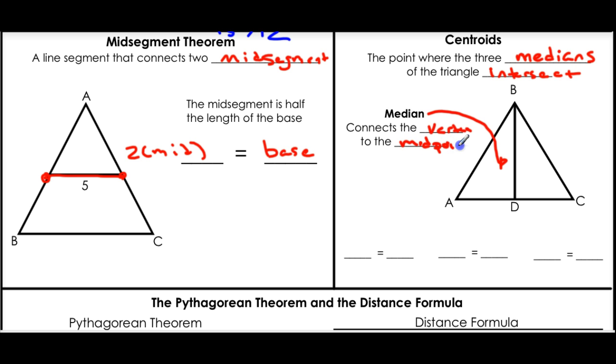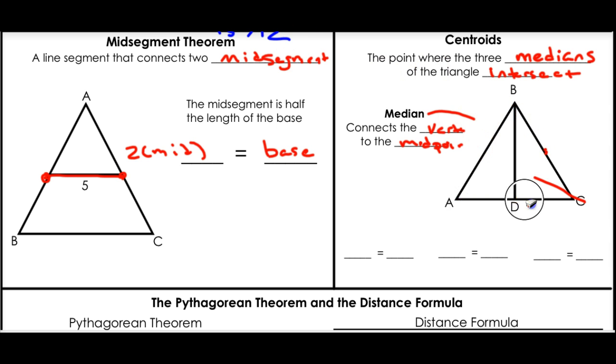It's important to understand the difference between a median and a midsegment. The midsegment connects the two midpoints together. A median connects the vertex to the midpoint. See the difference? To find the centroid, remember, you just find the three midpoints and you connect those together. And that gives you the centroid. So here's the midpoint, here's the midpoint. Draw those lines, and this would be the centroid, that point in the middle. Now, one thing that we know, remember the relationships here.